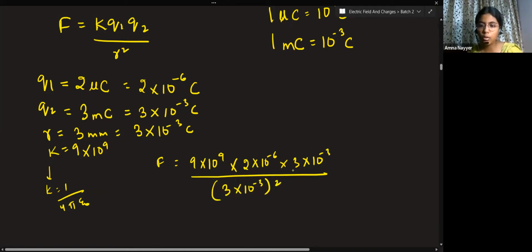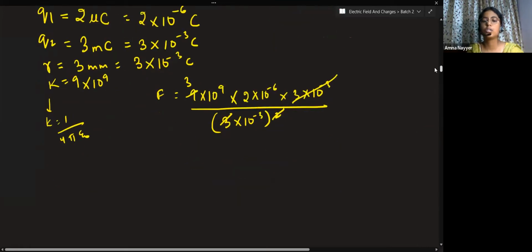So one 3 into 10 to the power -3 will get cancelled. For the rest, we have 3 multiplied by 3, that gives us 9, and 3 multiplied by 2 gives us 6. So F is equal to 6 multiplied by 10 to the power 9 multiplied by 10 to the power -6. 9 minus 6 gives you 10 to the power 3, with this 10 to the power -3 in the numerator. So force is equal to 6 into 10 to the power 6 Newton.